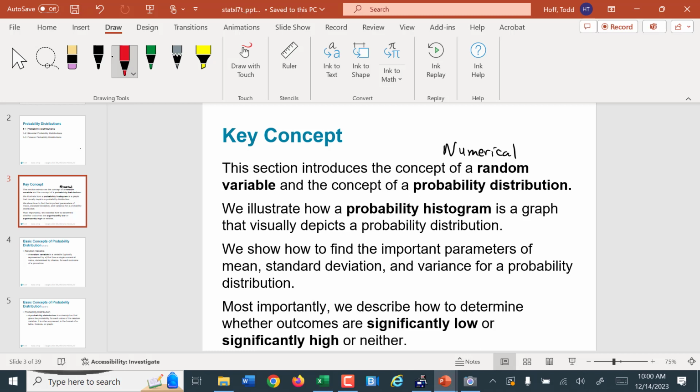Probabilities that are significantly really low, things that are very unlikely to happen. What does that mean? Or things that are significantly high, things that are very, very likely to happen but don't. And what does that mean?